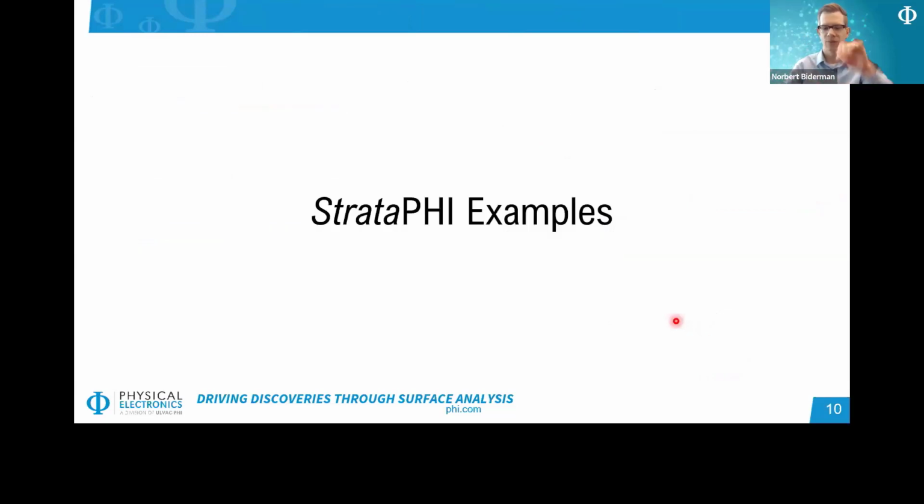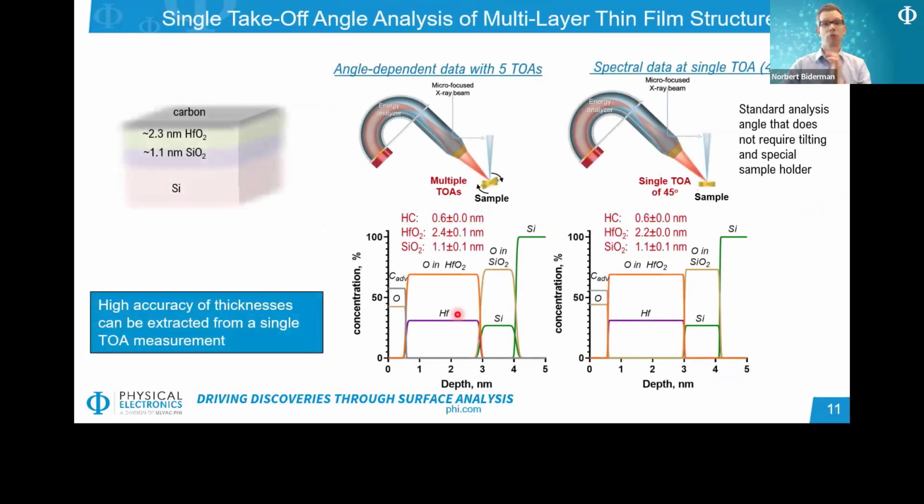So now I wanted to cover a few examples of Stratify. One very nice thing about Stratify is that it provides the ability to use a single takeoff angle analysis in lieu of needing to tilt the sample multiple times at multiple angles. So this is a great feature, and I want to show you a comparison of the 2 experiments that we've done. One with 5 different takeoff angles versus the experiment with just a single takeoff angle. The data are actually very close to each other, and just shows the ability of Stratify to do those calculations without the need for multiple takeoff angles.